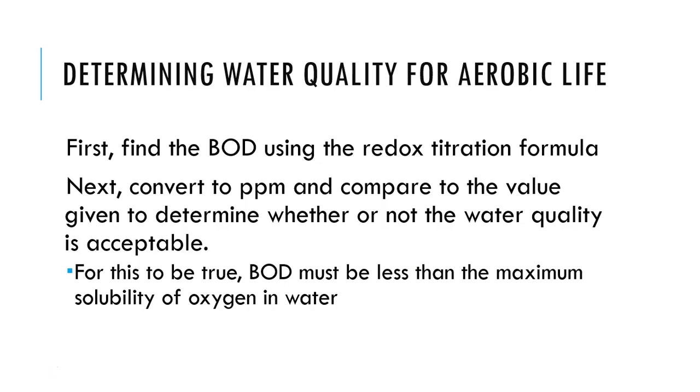Finally, they may or may not ask you problems, either giving you the BOD and having you calculate the amount of dissolved oxygen, or having you calculate the BOD and comparing it to the amount of dissolved oxygen. So if you're given one of these problems, the first thing you're going to do is use that redox titration formula to find the BOD or the amount of oxygen dissolved. Next, you'll convert it to parts per million and compare to the values given to determine whether or not the water quality is acceptable. For the water quality to be acceptable, the BOD has to be less than the amount of oxygen in the water. Okay, and that is discussion 9-1.